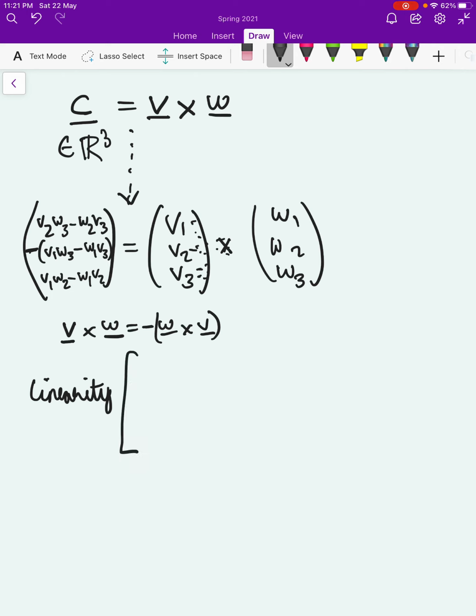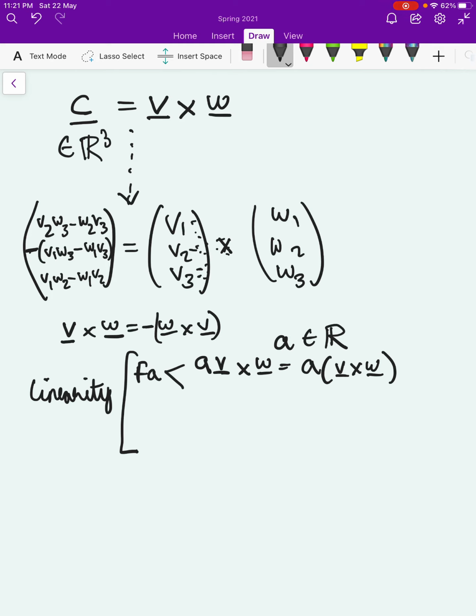So if we want to talk about the first argument, then we have two properties to describe linearity. One of them: let's say a is a real number. If we have a times v cross w, this is the same thing as a times the bracket v cross w, so you can multiply a later.